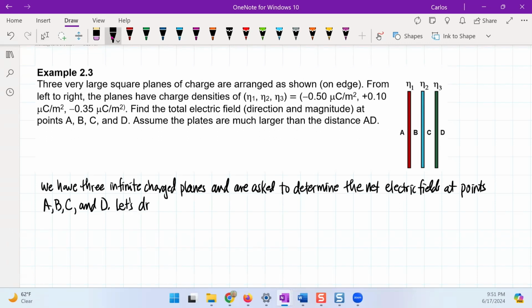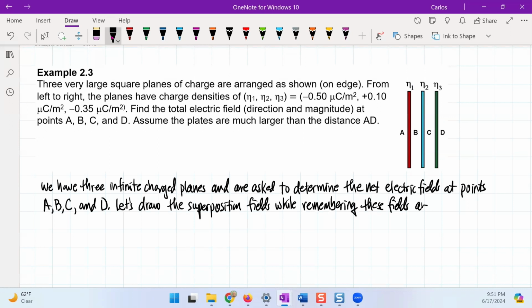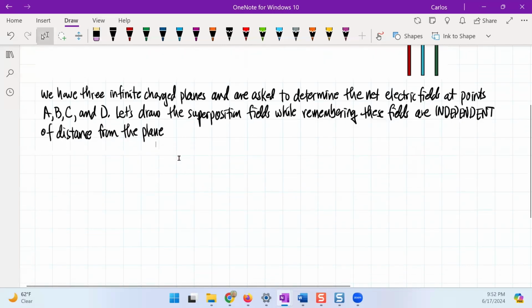Let's draw the superposition of fields while remembering these fields are independent of distance from the plane. So let's start drawing them.